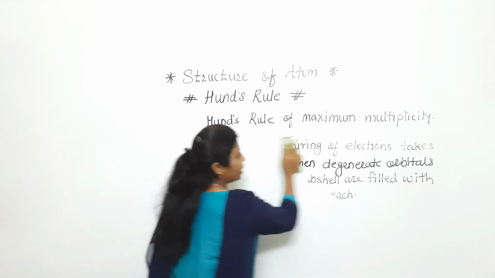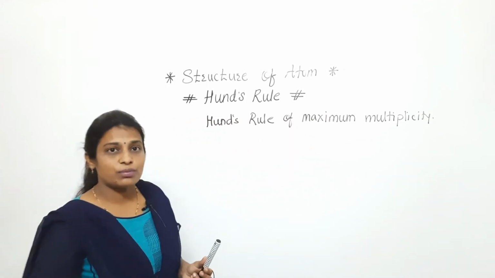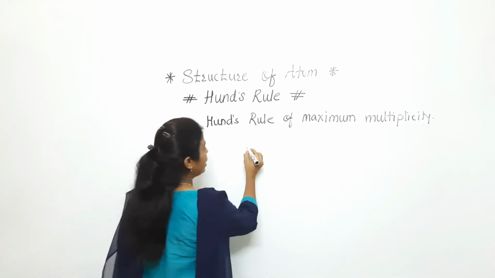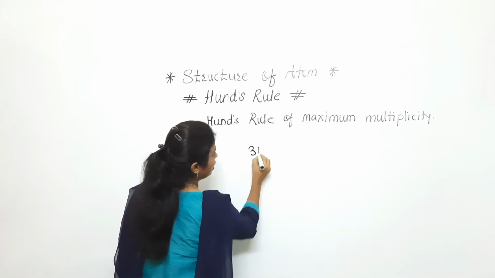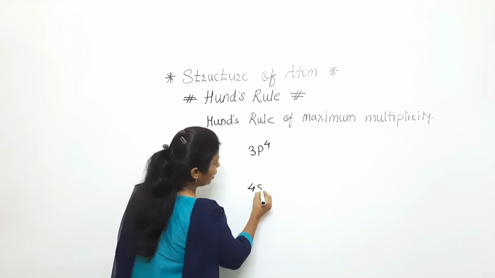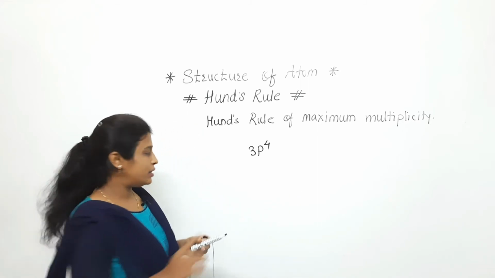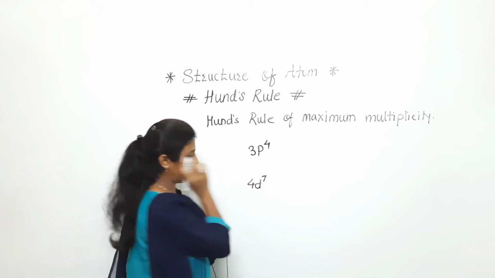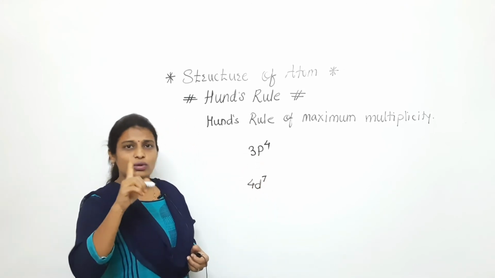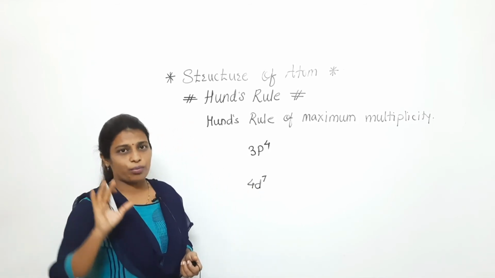What is the statement? Pairing of electrons takes place only when each orbital is filled with one electron. Now see, if we consider any one, that is 3p4. Okay, this is one example. Next one is 4d7. Here why am I taking d and not s? Because for s only one orbital is there, so no issue. But for d and p, there are a number of orbitals, that's why.